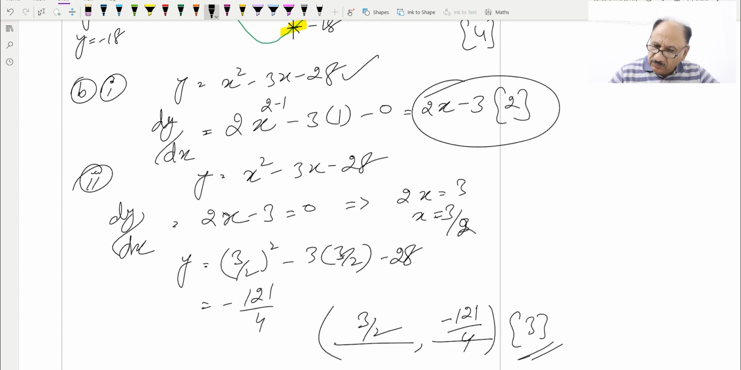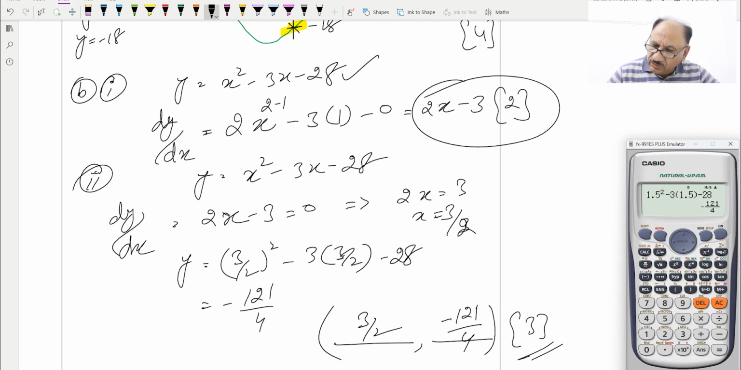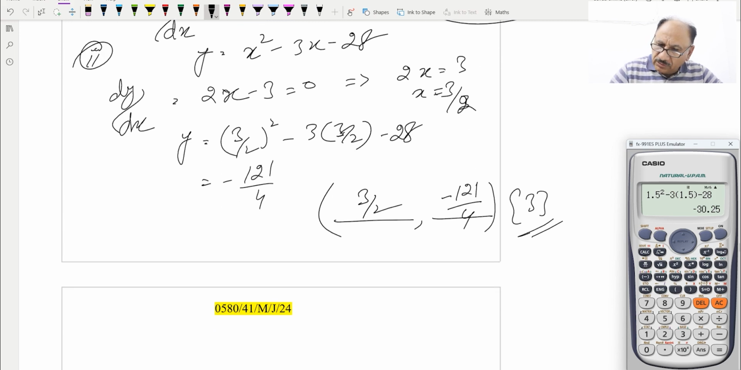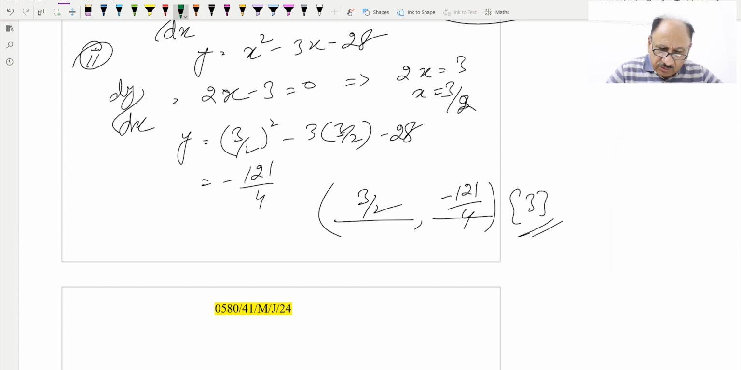If we want the decimal value also we can check, that will be minus 30.25. So you can provide it in decimal value or in fraction. If we are writing it as a decimal value, this will be minus 30.25. This will be the decimal value, or you can write it in fractions like this.